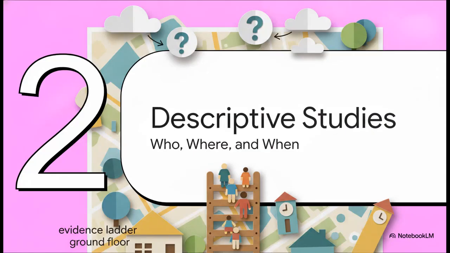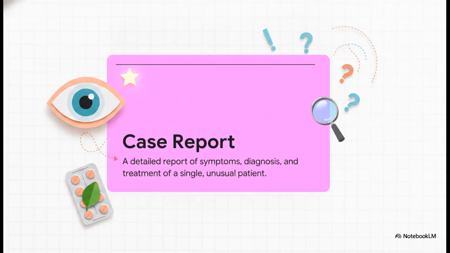Moving right along to Section 2, Descriptive Observational Studies, explaining the who, where, and when. Let's start at the absolute ground floor of the evidence ladder. It all begins with a case report, which is literally just observing one single highly unusual patient. For example, imagine a doctor writes a detailed report about a patient who suddenly developed acute angle closure glaucoma, and it was triggered by taking a completely standard antidepressant medication.